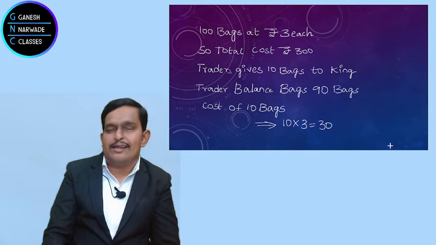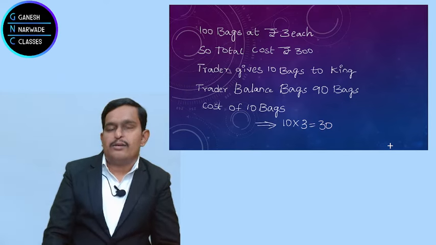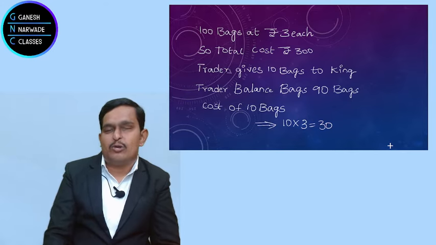This indirect tax is called what? Business tax. So the person in Afghanistan wanted to sell 100 bags in India. It went on well. The king collected 10 bags out of 100 bags.